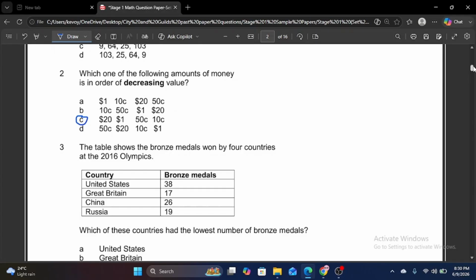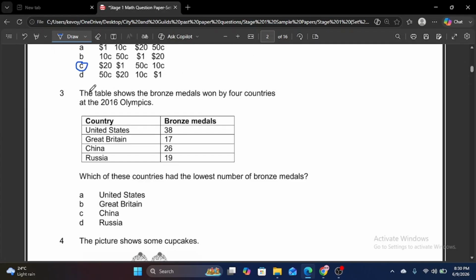Moving on to question 3. A table shows the bronze medals won by 4 countries at the 2016 Olympics. Which of these countries had the lowest number of bronze medals? So this table is kind of straightforward. The US has 38, Great Britain has 17, China has 26, Russia has 19. So Great Britain had the lowest number, which is 17. That's the lowest there.